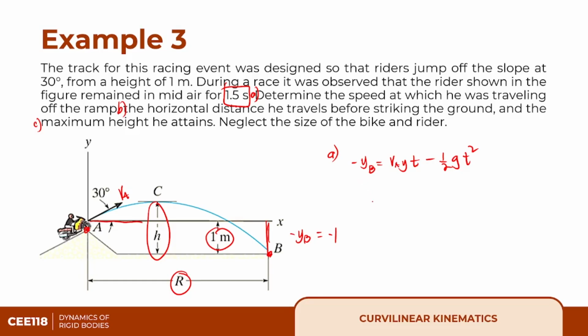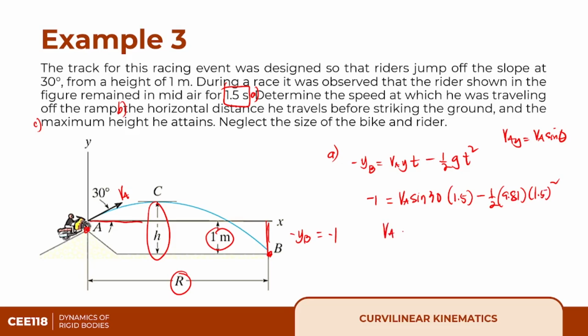Okay? So, negative 1 for YB. The VA y is equivalent to initial velocity sine theta. Right? So VA, sine, and theta would be 30. Okay, sine 30 minus 1 half, then 9.81. Oh, sorry, there is also the time, which is 1.5 seconds. Okay, minus 1 half, then we have here 9.81, then we have 1.5 square. Got it? 1.5 square.